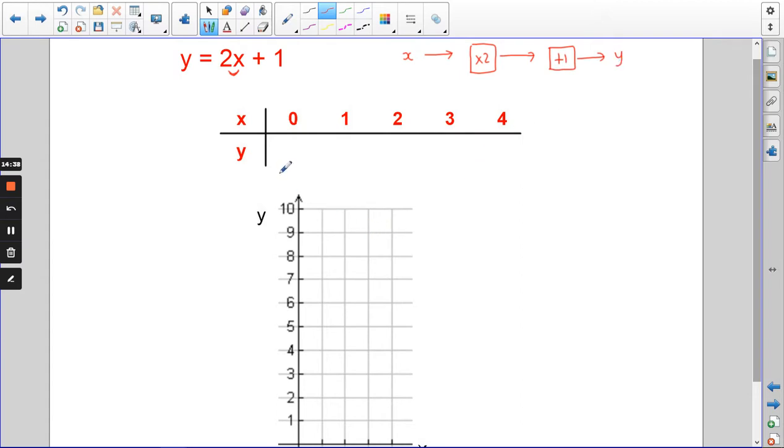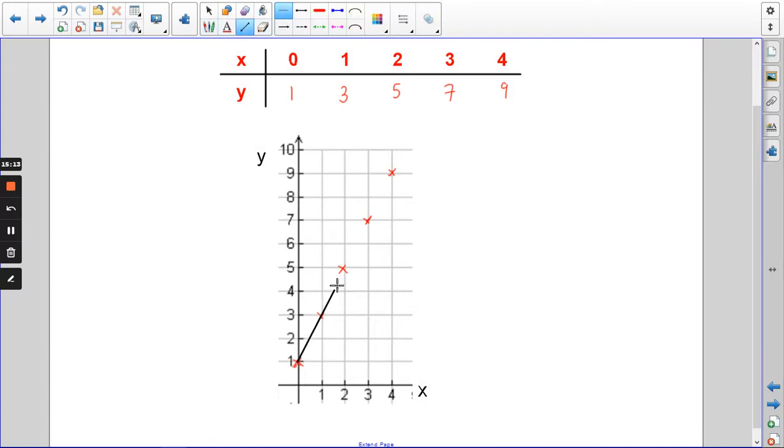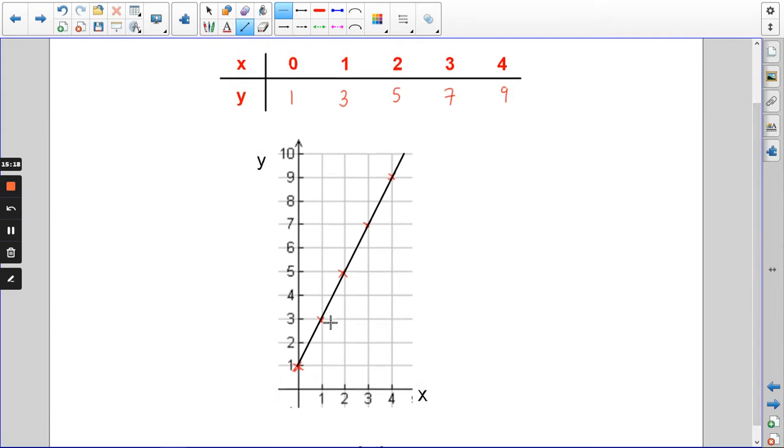So we're going to do double 0, add 1, which is 1. Double 1 is 2, add 1 makes 3. Double 2 is 4, add 1 makes 5. Double 3 is 6, add 1 is 7, and double 4 is 8, add 1 makes 9. And then if we plot them, we've got 0, 1, first of all, look, 1, 3, 2, 5, 3, 7, 4, 9. It's almost exactly the same as the one we've just done, except this time, instead of starting from 0, we're starting from 1.